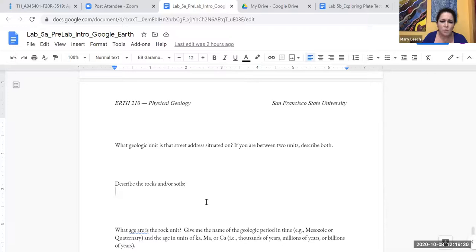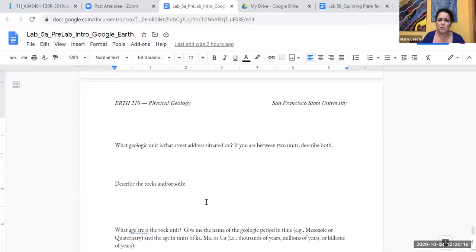Oh, I haven't found my street address yet. So put that in Google Earth, and then you want to display the geologic map layer, the geologic map of California. And then when you zoom in to your address, you're going to click on the color unit on which your house, apartment, whatever sits. And it will give you its age and a description of the unit. So all you have to do is write down a bit of that description here.